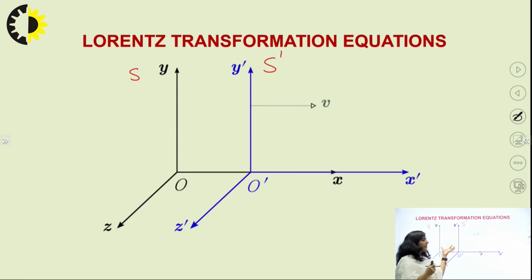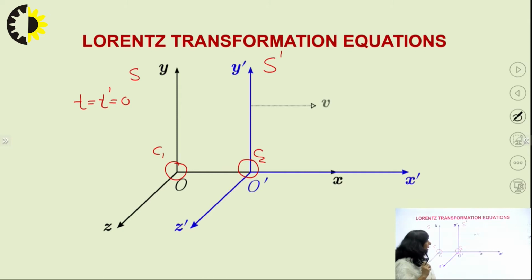Now you have to understand this concept of Lorentz equations from the starting. Initially, S and S dash are both coinciding with each other when t equals t dash equals 0. This is the initial point. What is this t and t dash? You can understand it like this. This observer O has a clock C1, and a similar clock is with observer O dash, who is sitting in frame S dash.